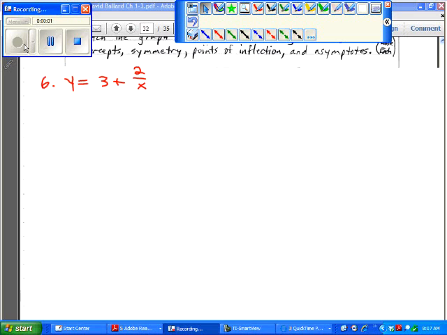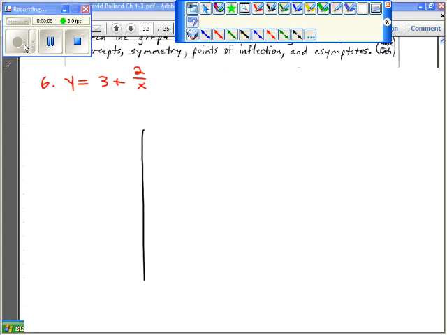Okay, so we had gotten all of the information gathered on question number 6, and so we're going to just go ahead and graph it. I'm trying to get a little bit better graph on that and get them marked for that.